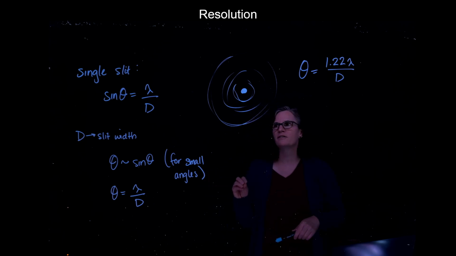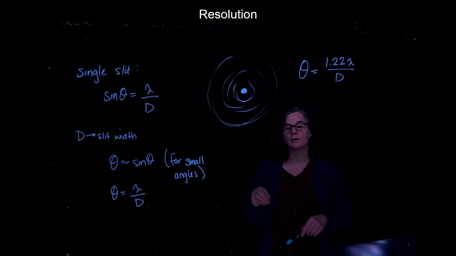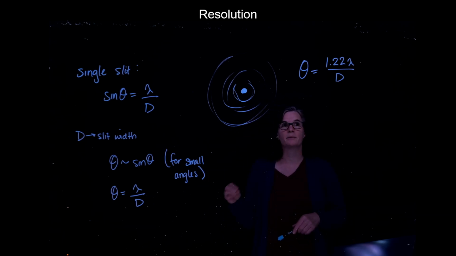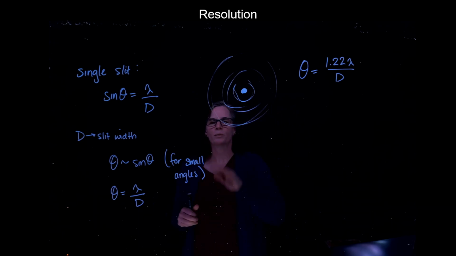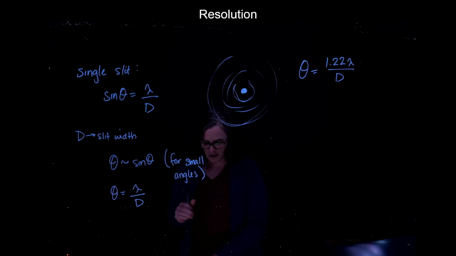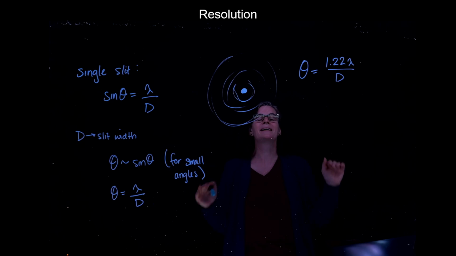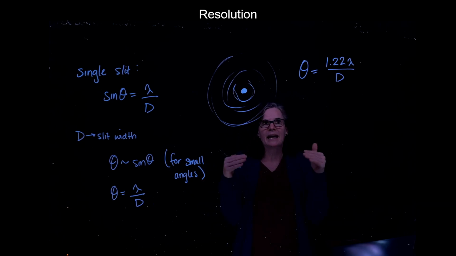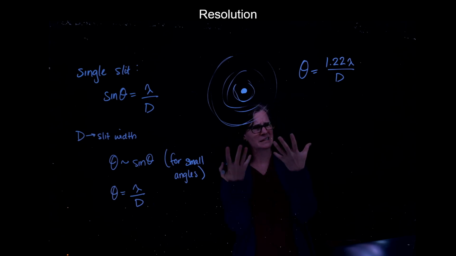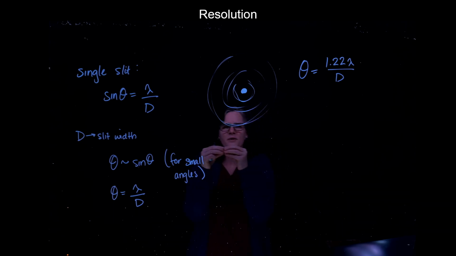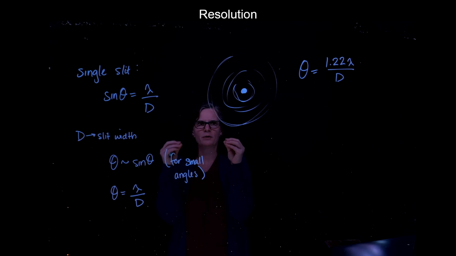When two objects are very, very close together, we want to be able to resolve them. You can imagine that if I have two objects producing light, the central maximum may overlap, and if they overlap, it looks like just one central maximum. So at what point do I see a separation of those central maximums so that I can resolve that there are two objects instead of just a wider single object?